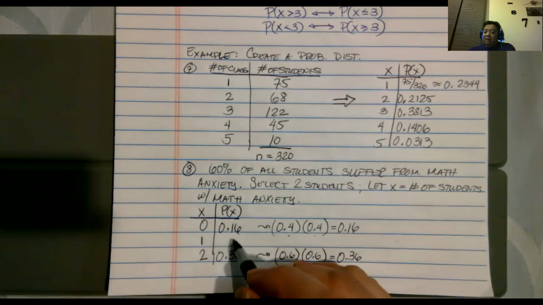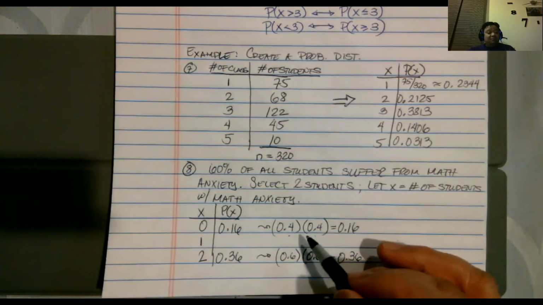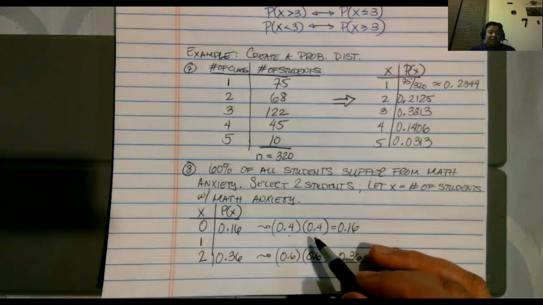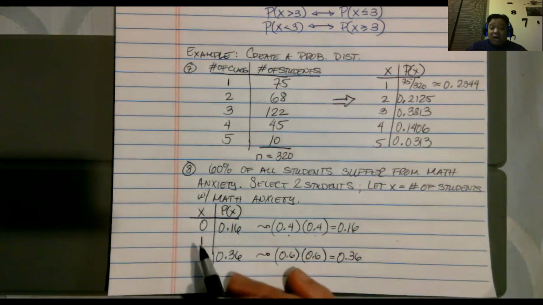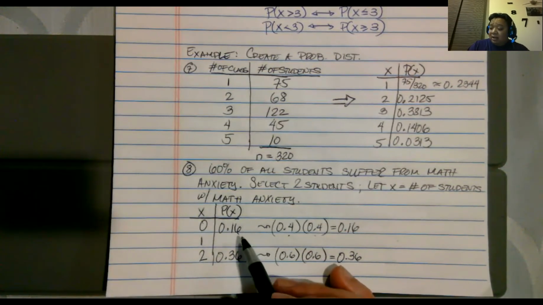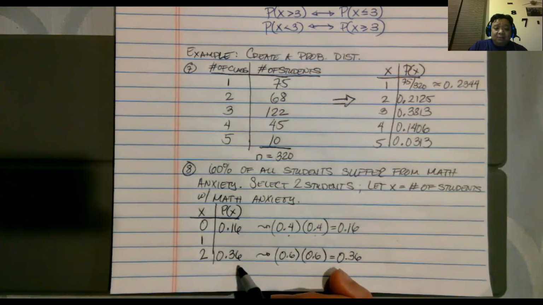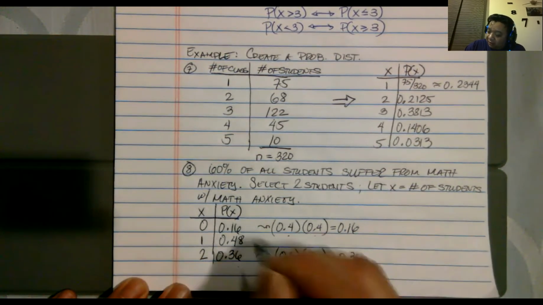Well, how do I find the 1? Now, the 1, by the way, is not simply 0.4 times 0.6. It doesn't work that way, okay? Because there are two different ways to get the 1 student. So subtract, right? Remember, the total probability has to be 1. And so add these two and then subtract from 1, and the result would be 0.48.